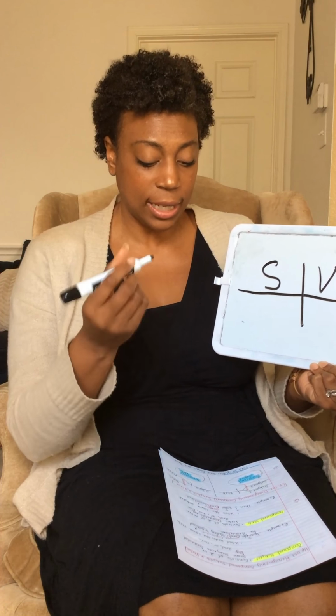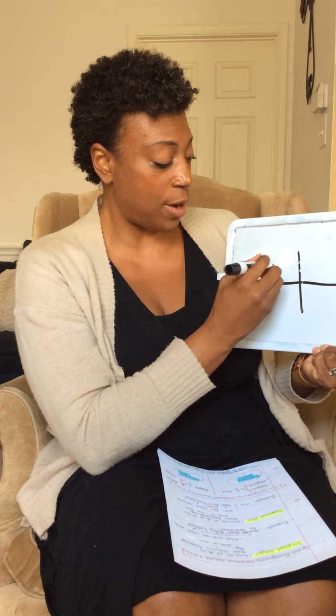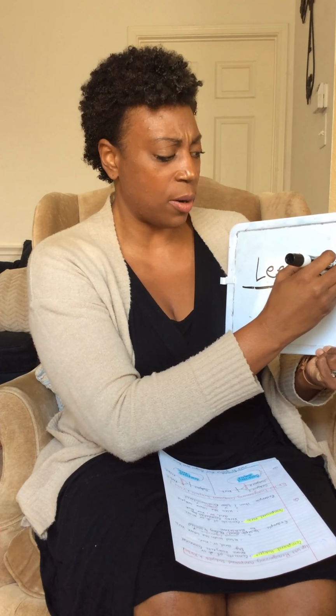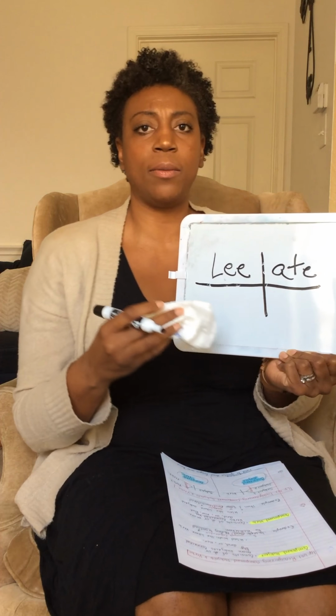So in our sentence, Lee ate the pie. Lee is our subject, so we would write Lee right over here. And ate is our verb. And so this is what it would look like.